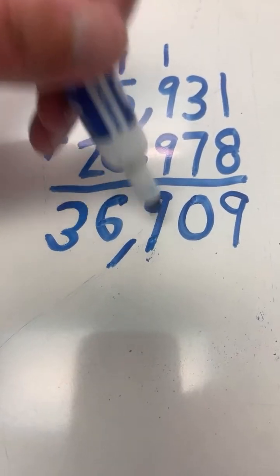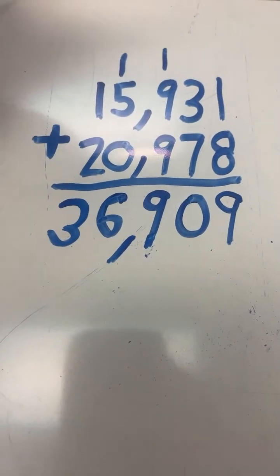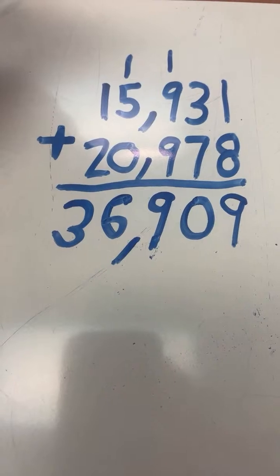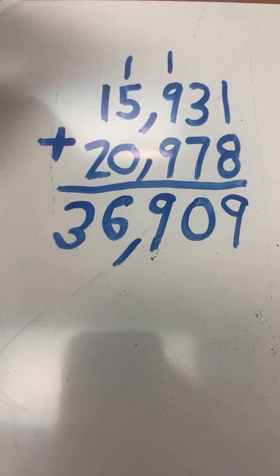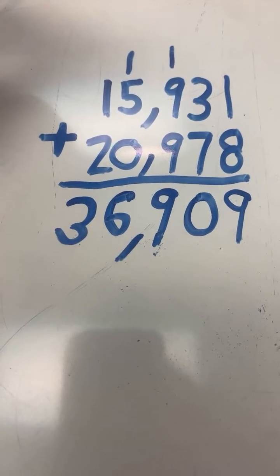And we have our final answer. 15,931 plus 20,978 equals 36,909.